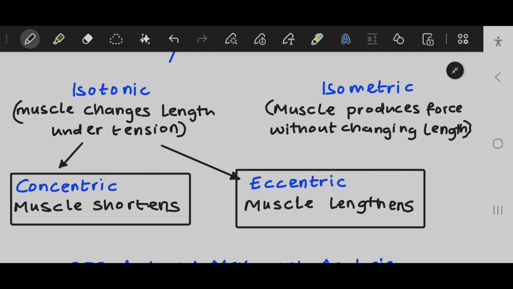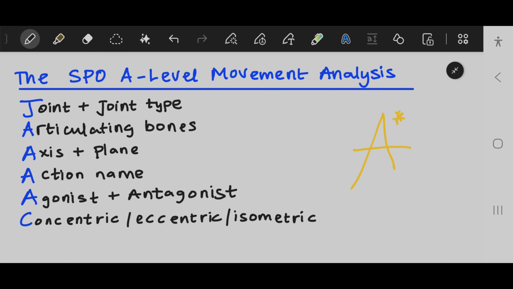Now, let's say you've gone all the way down, you're about to come all the way up. Coming up, there is an isotonic concentric contraction at the quadriceps because your quadriceps are shortening to be able to create knee extension so you can stand back up.